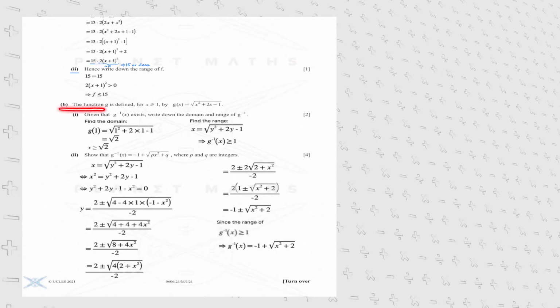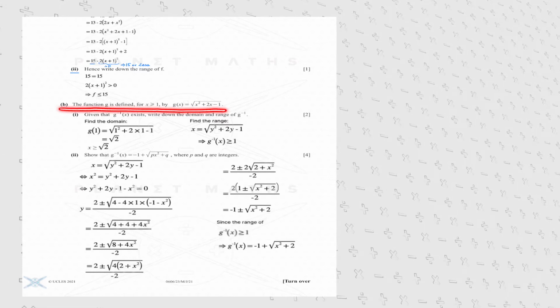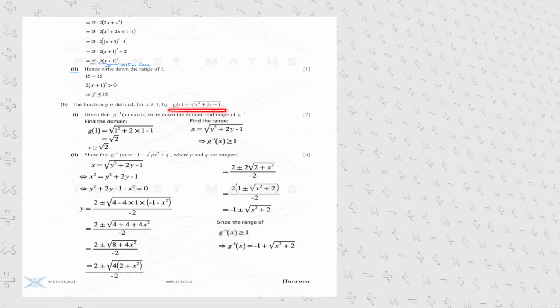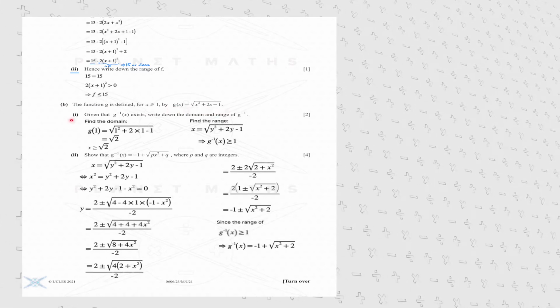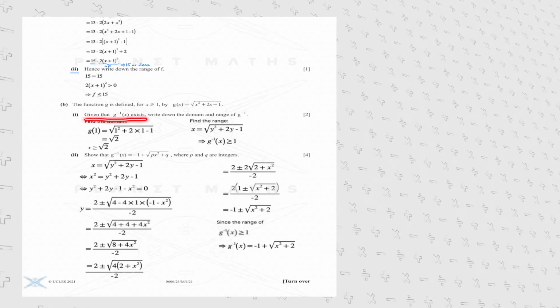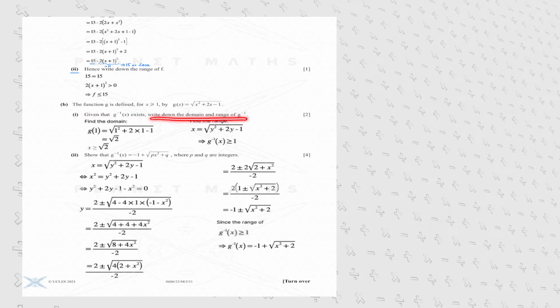Part B of this exercise states that function g is defined for all values of x equal or larger than 1, whereby g of x is represented by the expression of the square root of x squared plus 2x minus 1. Part 1 of exercise B states that it is given that the inverse function of g of x exists, and we are supposed to write down the domain and range of this inverse function.